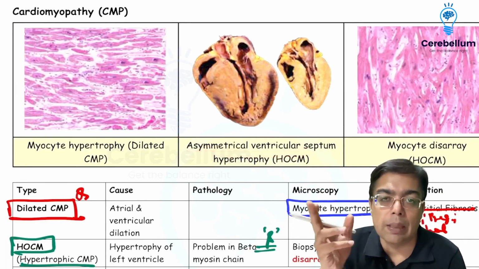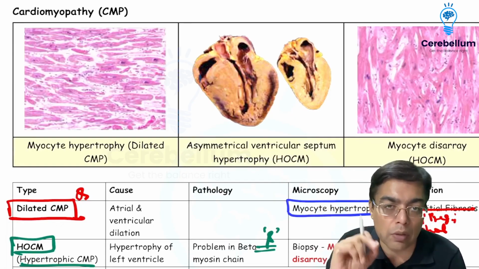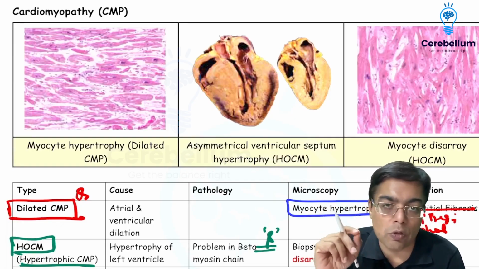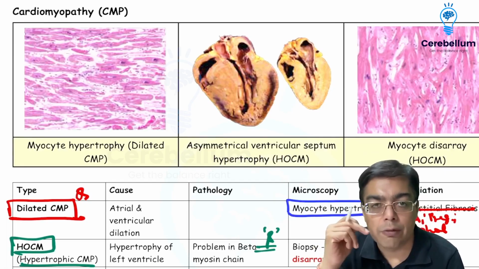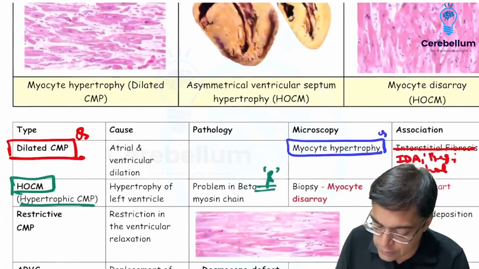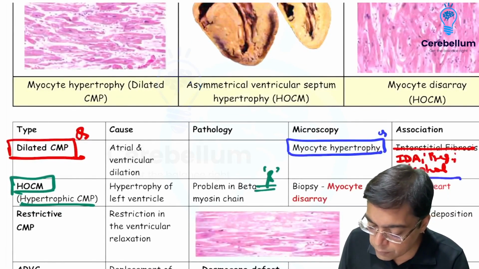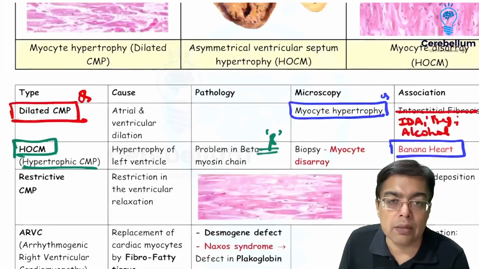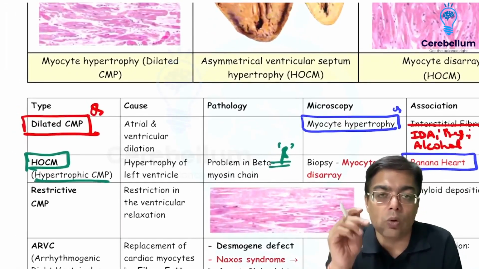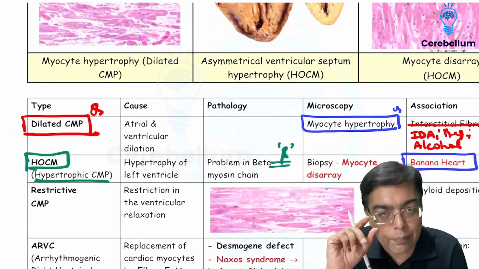Asymmetrical ventricular septal hypertrophy not only causes a banana-like ventricular cavity, it also is responsible for causing a dynamic obstruction of the ventricular outflow. So in this condition, the term associated with the patients is banana-like heart, and the patients are going to have a characteristic history. It's a dynamic obstruction.